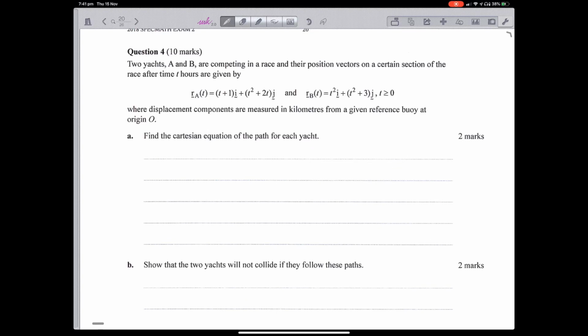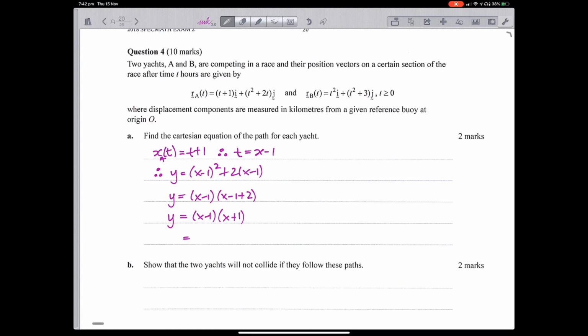Okay, question 4. 2 yachts A and B are competing in a race. Their position vectors are given by that. Find the Cartesian equation of the path for each yacht. Okay, so first one, x of A of t is t plus 1. Therefore, t is equal to x minus 1. Therefore, y is equal to (x minus 1) squared plus 2(x minus 1), which is (x minus 1)(x plus 1), which is x squared minus 1.